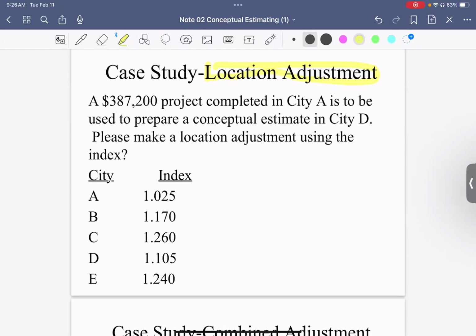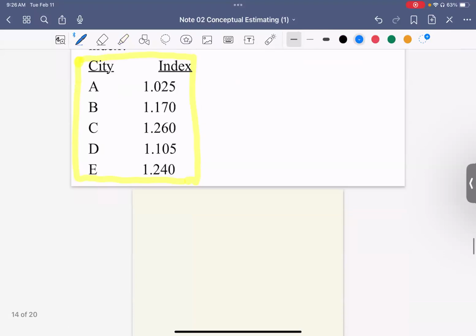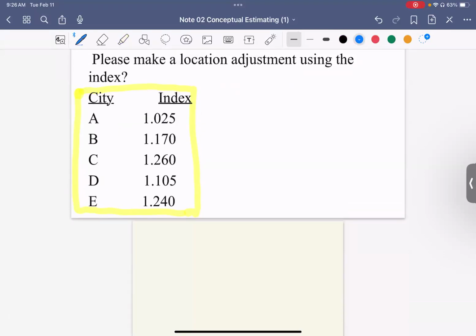That means when you're doing a project in Greensboro, you may be considering a project done before in Raleigh or Charlotte, or in the reverse order, it doesn't matter. In this case, a project completed in city A is to be used to prepare a conceptual estimate for city D. Please make a location adjustment using the index over here. What does that index mean? In this table, we see A, B, C, D, E, and those indexes are more than one. This is more than one.